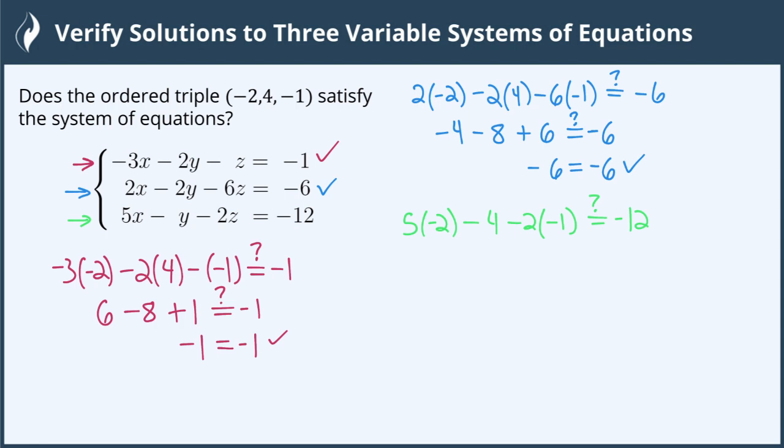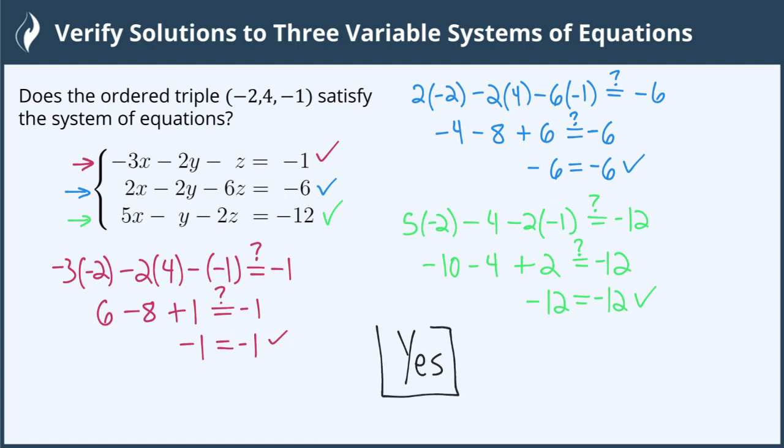So we start with the multiplication. 5 times -2 is -10. Carry down the -4 because there is no multiplication there. -2 times -1 becomes +2. And we're looking, does this equal -12? -10 minus 4 is -14. And -14 plus 2 does equal -12. So yes, this is also a solution to the third equation. Because it is a solution to all three equations, the answer is yes, (-2, 4, -1) satisfies the system.